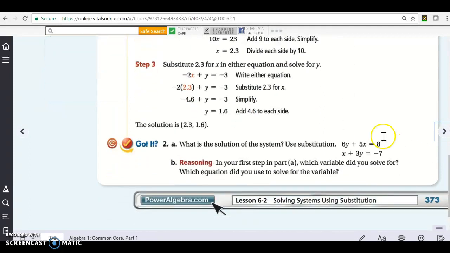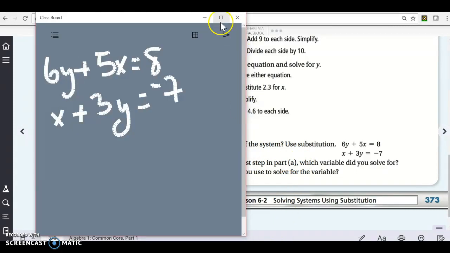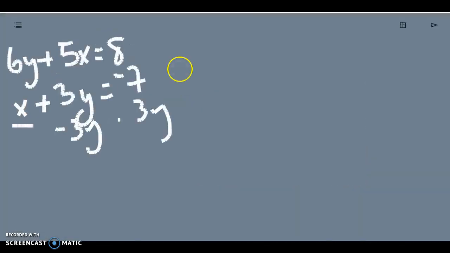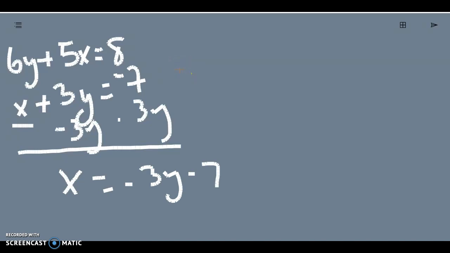All right, so now we have our own. It says, what is the solution of the system? Use substitution. So, again, make it a little bigger. I think the easiest one for me to solve for is x, because there's just a plain x here, and I can easily and quickly move my 3y over to the other side. And I get x equals negative 3y minus 7.